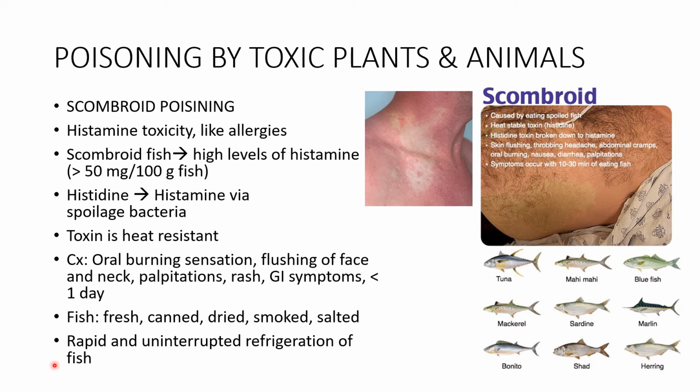So, how do you prevent this? Of course, by limiting the growth of the spoilage bacteria that convert histidine into histamine. You do this through rapid and uninterrupted refrigeration of fish. I've already discussed in the previous slide why refrigeration, or subjecting the food to unfavorable conditions for bacteria, would limit their growth.